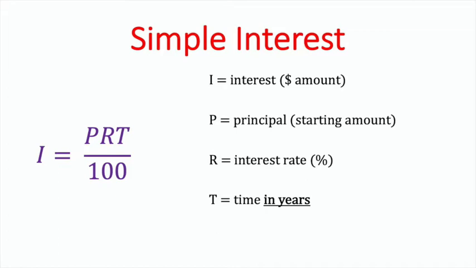R stands for rate, but I'd like you to write it as interest rate, if you can please. And in brackets, just to remind yourself, it's always a percentage. So if you put that percent sign, at least you know that whenever you're looking for R, just look for the percentage in the question. And the last one, T stands for time. Some people call it term, but I want you to call it time. I've underlined in years because that is really, really important.